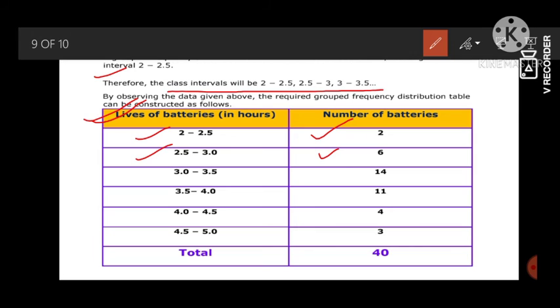So in this fashion we have to construct the group frequency distribution table. After constructing, we will add all these numbers and see whether it comes to 40 or not. So here, on adding 2 plus 6 plus 14 plus 11 plus 4 plus 3, it equals 40.